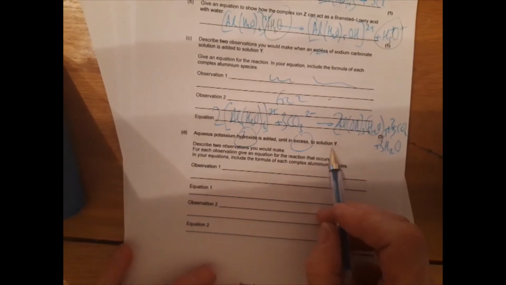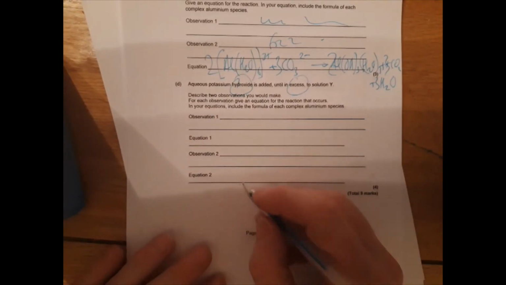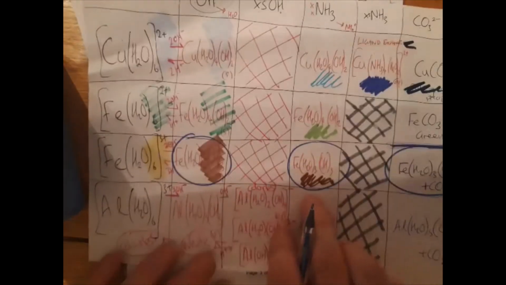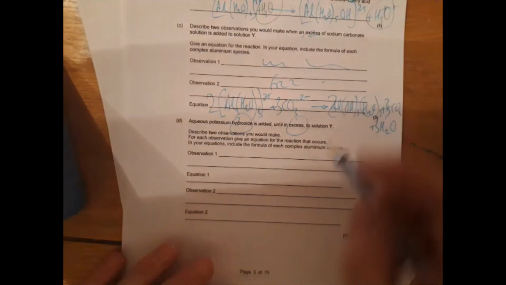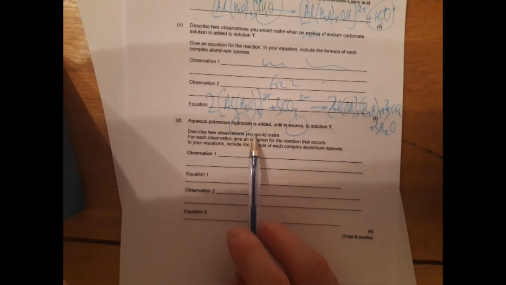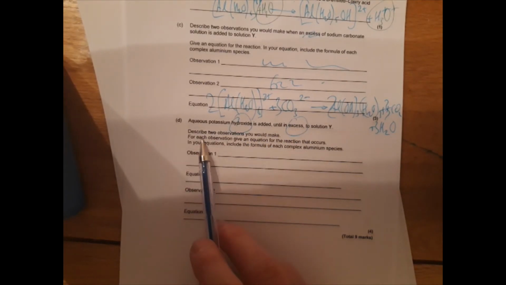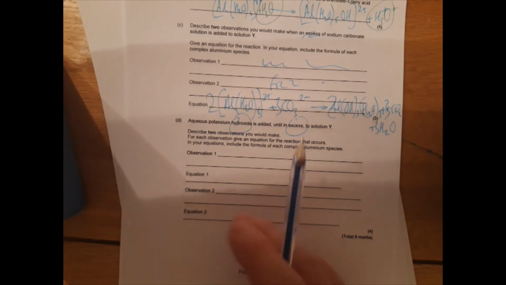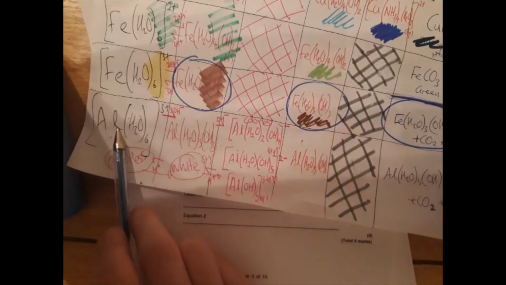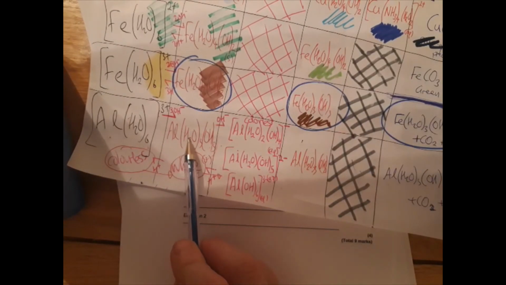Aqueous potassium hydroxide. Okay, hydroxide ions, excess to solution Y. Alright, we're in interesting territory here, because aluminium does something in excess hydroxide. Two observations you would make as it's added until in excess. For each observation, give an equation for the reaction that occurs. If you add hydroxide to aluminium, you're going to form this first, which is a white precipitate. So you're going to go colourless solution to white precipitate to colourless solution.